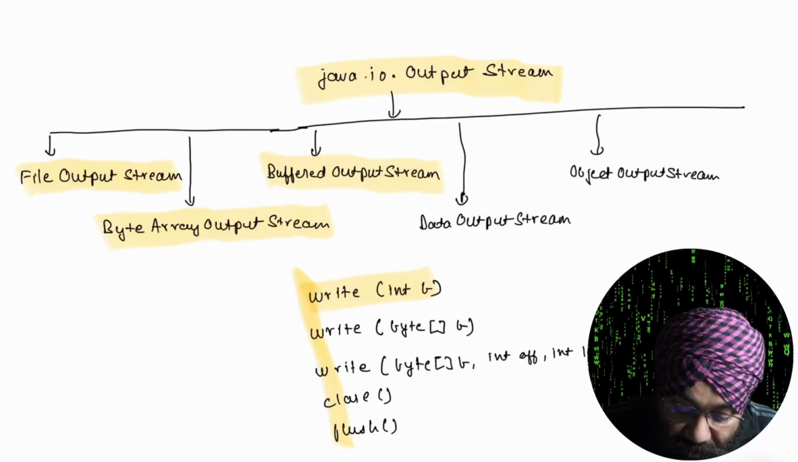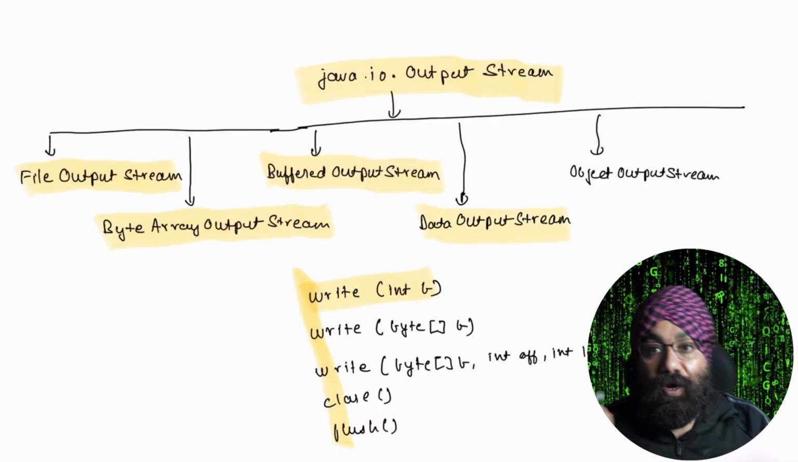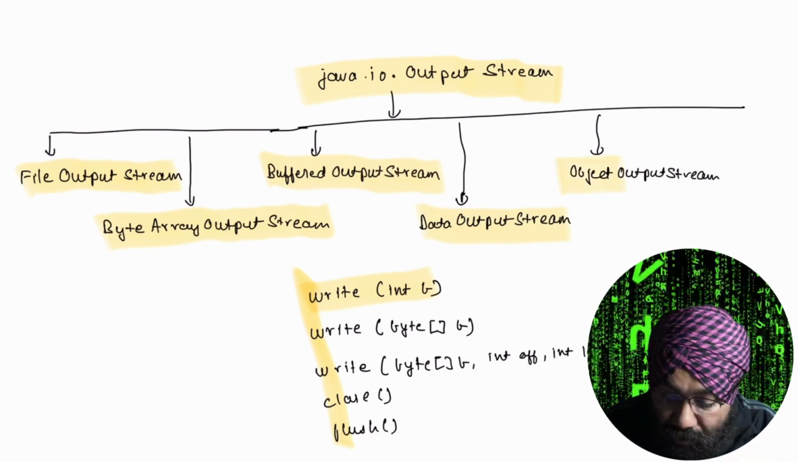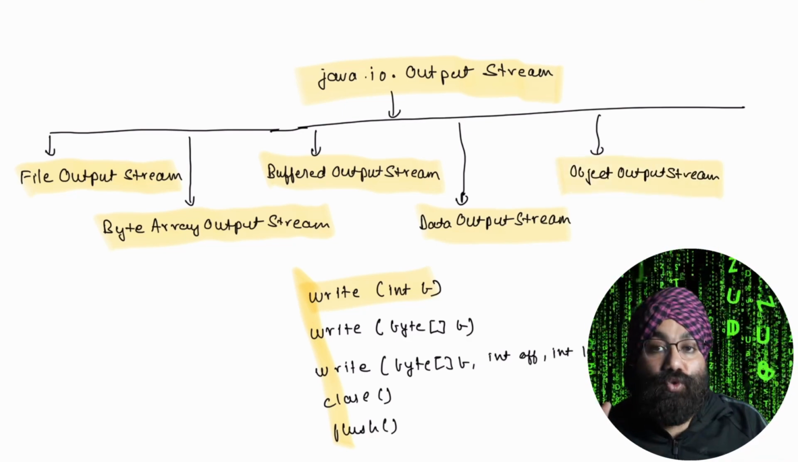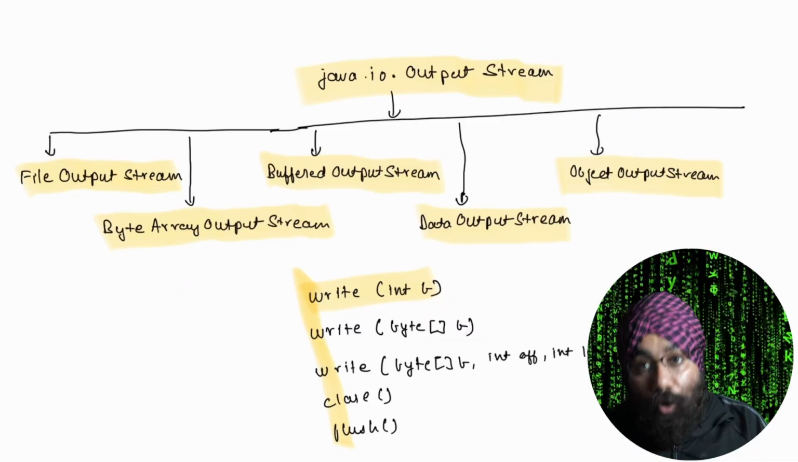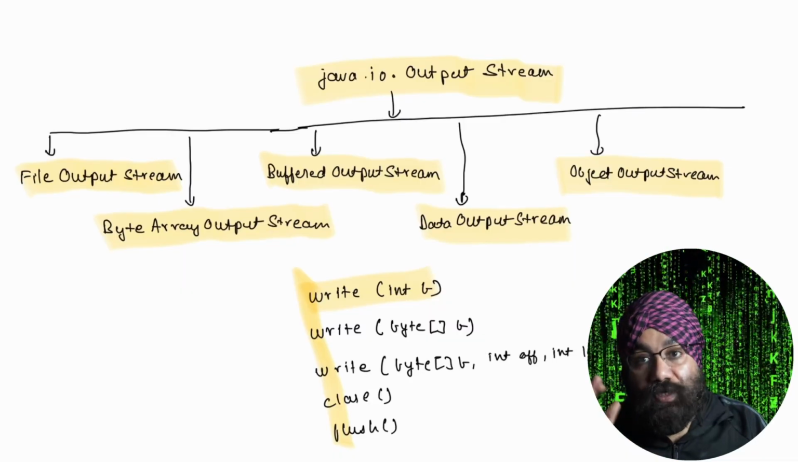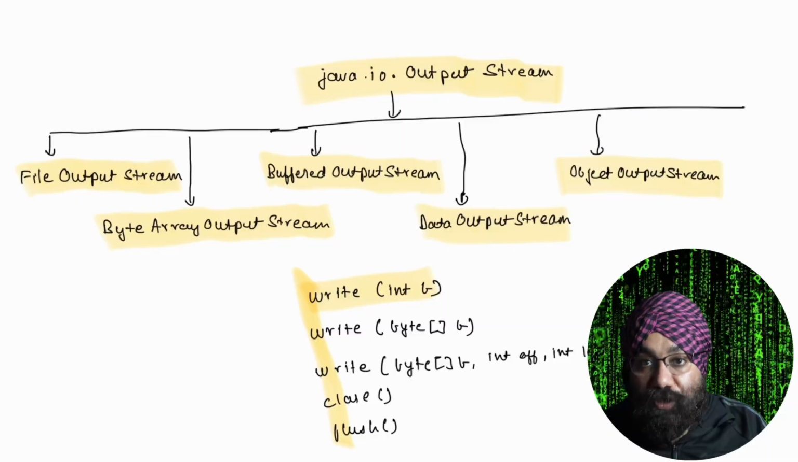Okay, then there is a DataOutputStream. If you want to write to a .dat file, you can use a DataOutputStream. And then there is the ObjectOutputStream. It is used to write any object to a .ser or .dat file. So basically it is used for writing an object into a file.